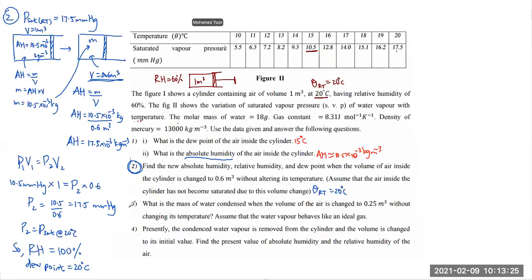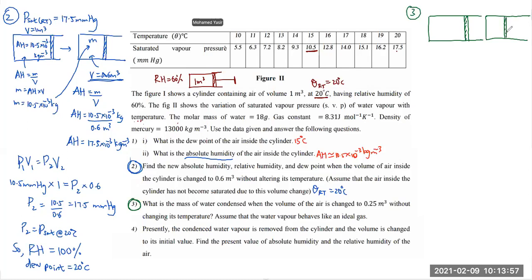Let's start discussing the third part. I'll circle it with green color, and I'll use this space to explain the third part. What is the mass of water condensed when the volume of air is changed to 0.25 meter cube without changing its temperature? Now, in the third question, they are going to compress it even more. Wait, before that, okay, these are the two conditions now.